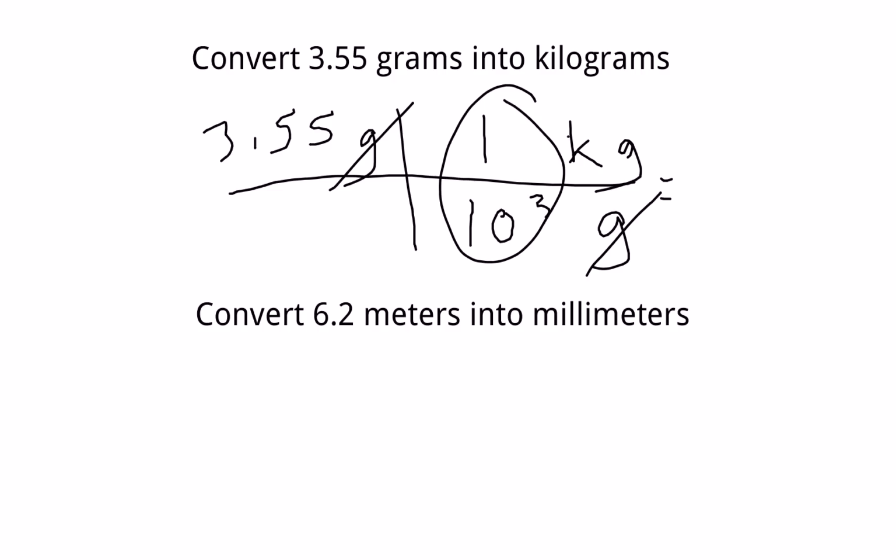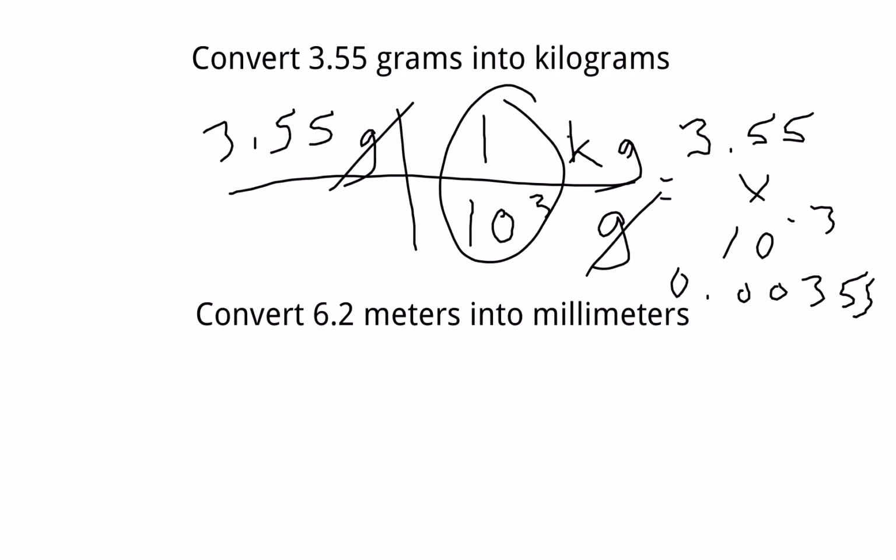So what I end up with is 3.55 times 10 to the negative third. And that's also the same as saying 0.00355. Sorry, that last 5 got cut off a little there. All right, so that is the way that you essentially set these up.